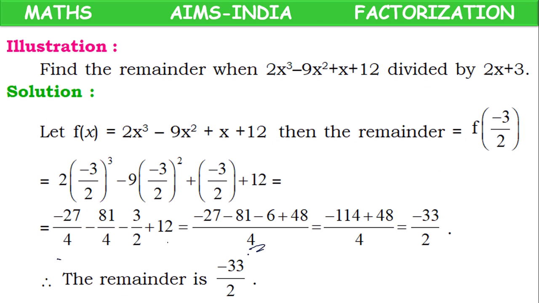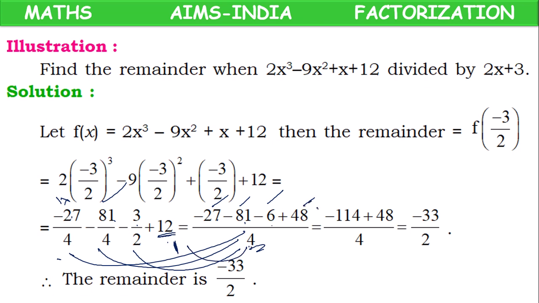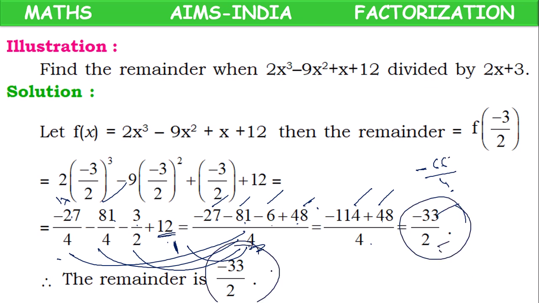The LCM is 4. 4 1 is 4, 1 into 27, minus 27. 4 1 is 4, 1 into 81, minus 81. 2 2 times 4, 2 into 3, 6, minus 6. Here there is nothing, means 1 we have to take. 1 4 times 4. 4 into 12, 48. If you simplify, minus 114 plus 48 by 4 will come. Minus 66 by 4 will come. 2 33 times. So minus 33 by 2 is the remainder.